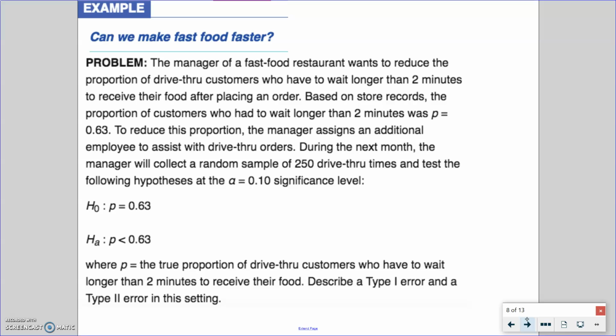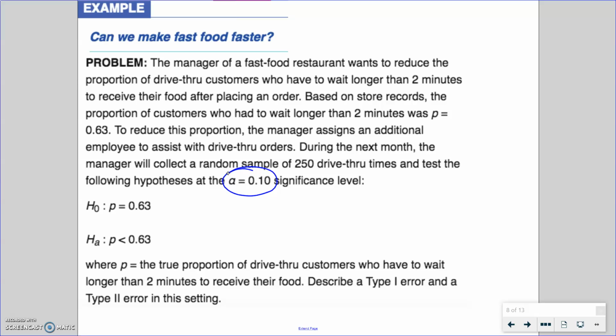So basically we've got a null hypothesis that the proportion is 0.63, so 63% of customers had to wait longer than 2 minutes. And we're saying that we think less than 63% of customers waited longer than 2 minutes. That's our alternative. And we picked a higher significance level because really, if we're wrong, is it that big of a deal? No. If we were talking about, like I said before, medication or something life-threatening, we might want to use a lower significance level. But if we're wrong on this one, who really cares? Like, oh no, more customers had to wait. I think we'll be all right.